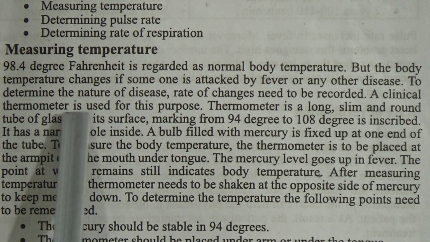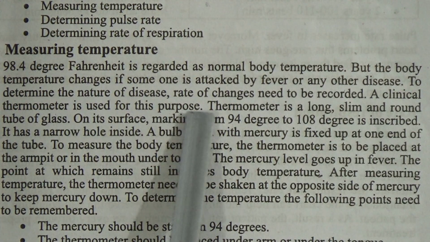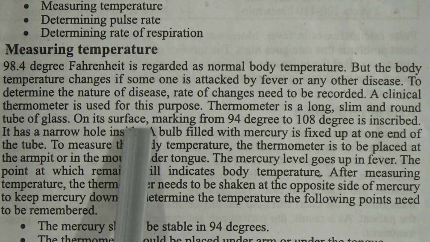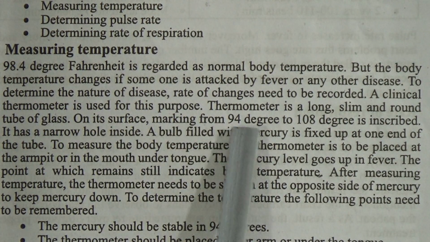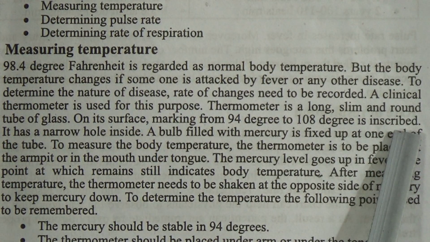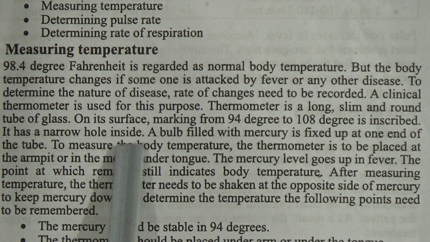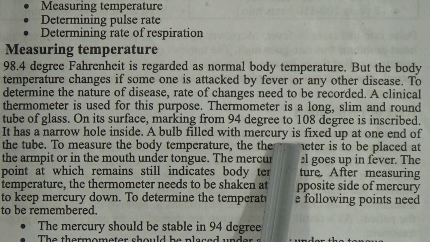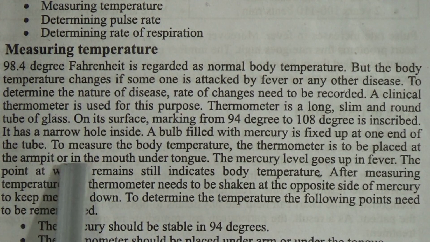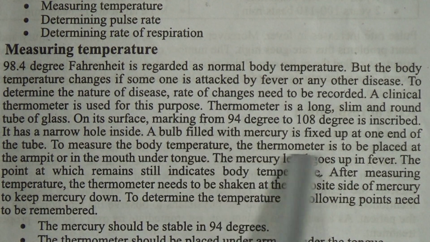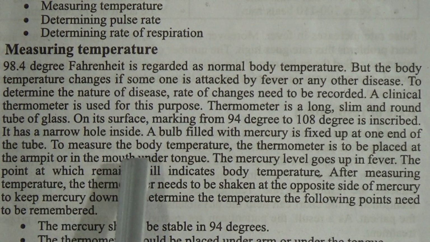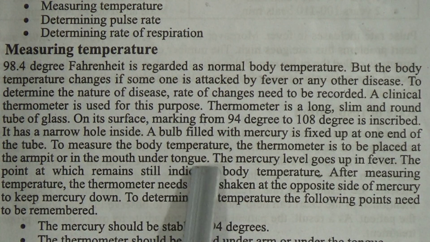A clinical thermometer is used for this purpose. A thermometer is a long, slim and round tube of glass. On its surface, markings from 94 degrees to 108 degrees are inscribed. It has a narrow hole inside. A bulb filled with mercury is fixed at one end of the tube. To measure the body temperature, the thermometer is to be placed at the armpit or in the mouth, under the tongue.